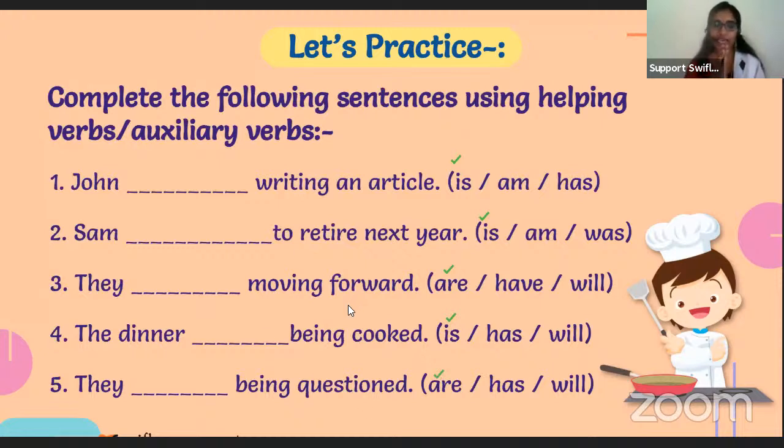So John is writing an article. Sam is to retire next year. They are moving forward. The dinner is being cooked. They are being questioned. I hope this is clear, students. Okay, fine. So this is very clear, right? It's very easy as well.